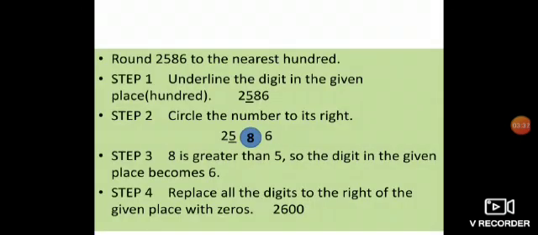Here is an example. Round off 2586 to the nearest 100. First, we'll underline the digit 5, which is in the hundreds place, and circle the digit to its right, which is 8. Now, we'll compare this number. Since 8 is greater than 5, we'll change the digit 5 in hundreds place to 6 and then replace all the digits to its right with zeros. So 2586 is rounded off to 2600.